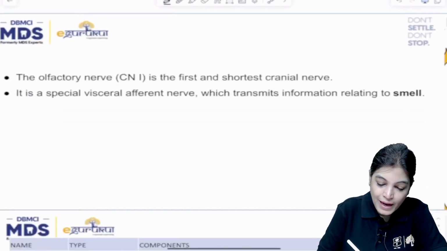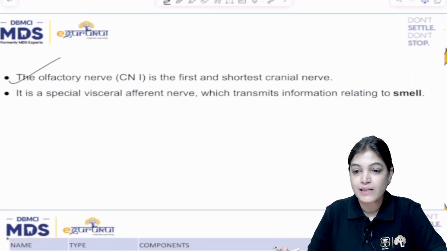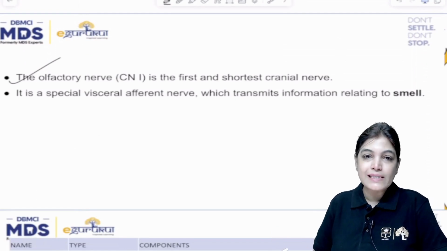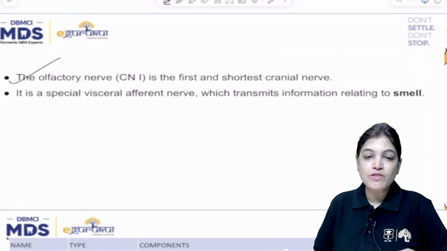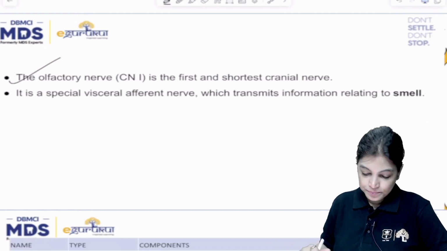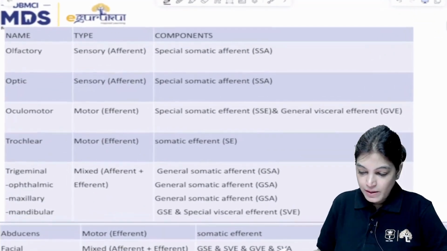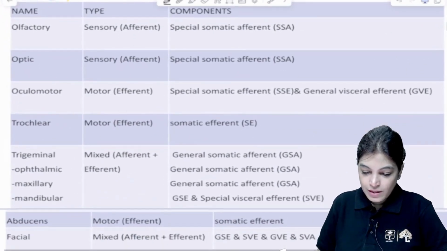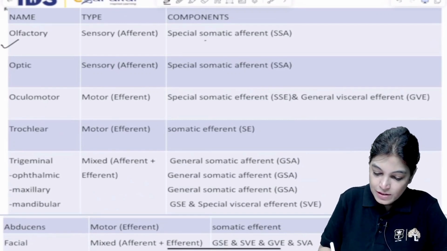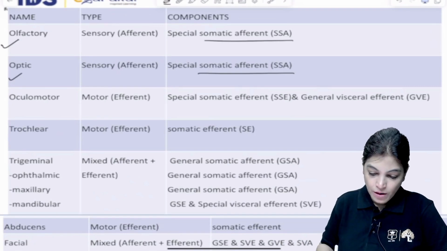Let's see. The olfactory nerve, which is regarded as the first cranial nerve, is the first and the shortest cranial nerve. If we talk about its course, the olfactory nerve is the shortest cranial nerve and it is a special visceral afferent nerve related to the sense of smell. Before moving on to the next MCQ, you should have a quick revision of these components. The olfactory nerve has a special afferent component. Optic also has a special somatic afferent component.